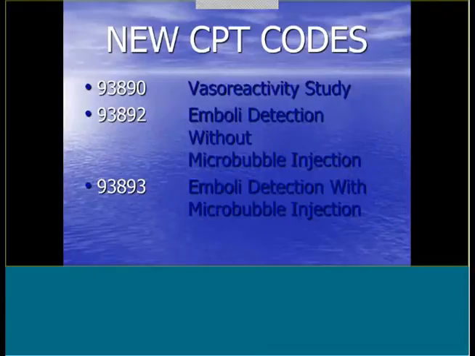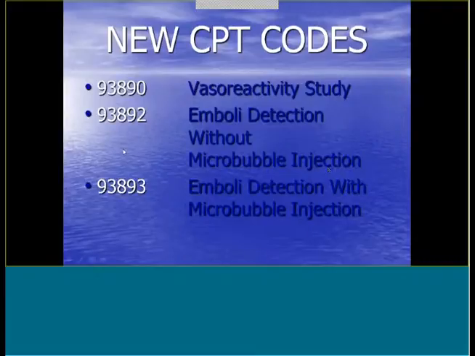Now, vasomotor reactivity. That is, again, if you're giving them Diamox, if you're having them simply hold their breath, or if you're having them breathe in CO2. This is your reactivity study. Again, you would do a complete study and then co-report with the 93890. Most of us are going to be using the 93892, excuse me, which is emboli detection without microbubble injection. So let's say we're doing an endarterectomy, or we're going in the cath lab and we're monitoring a cardiac ablation. We're looking for emboli, but we're not injecting anything to specifically look for a hole in the heart.